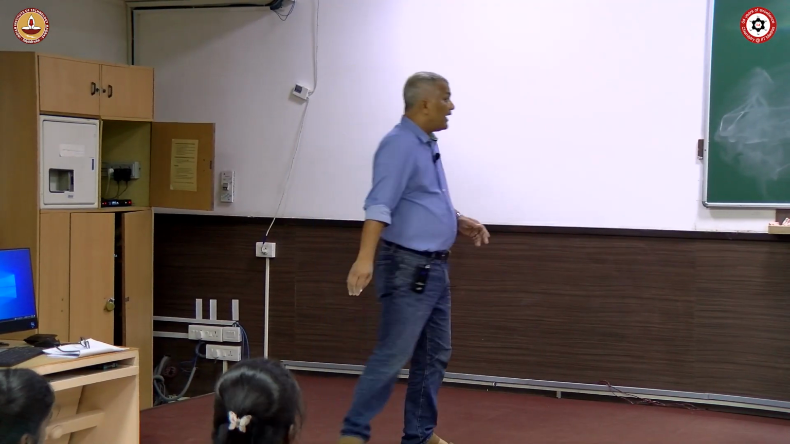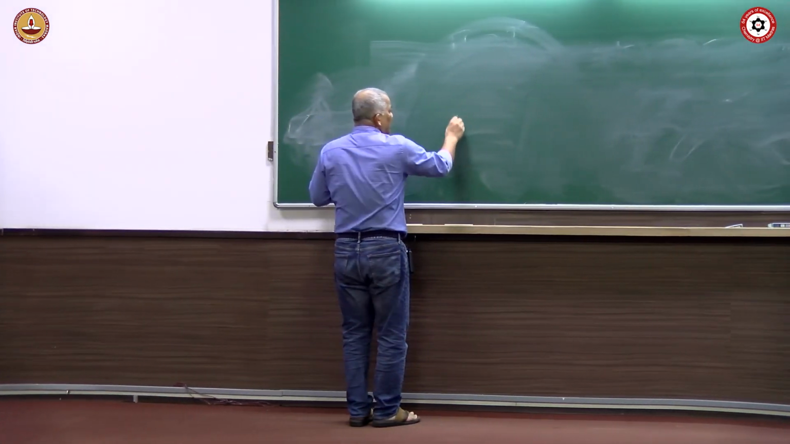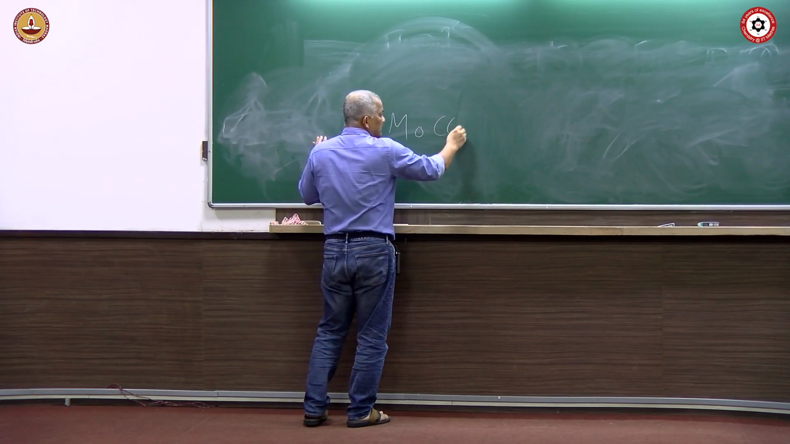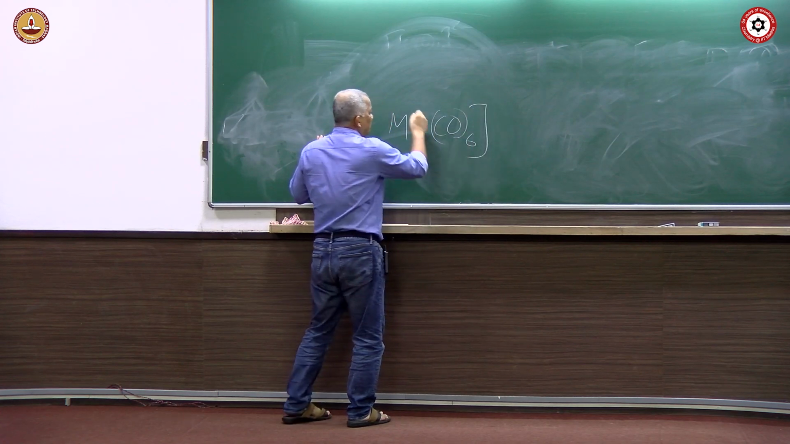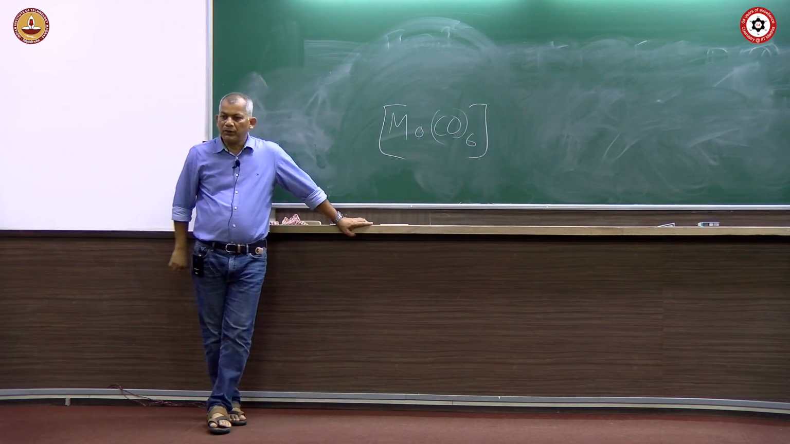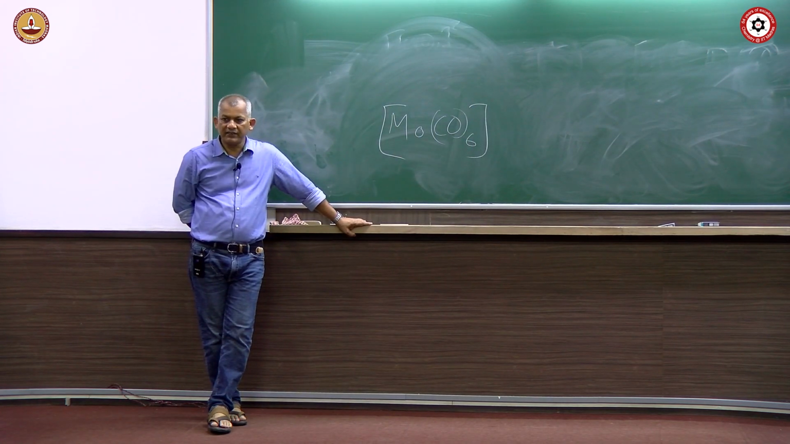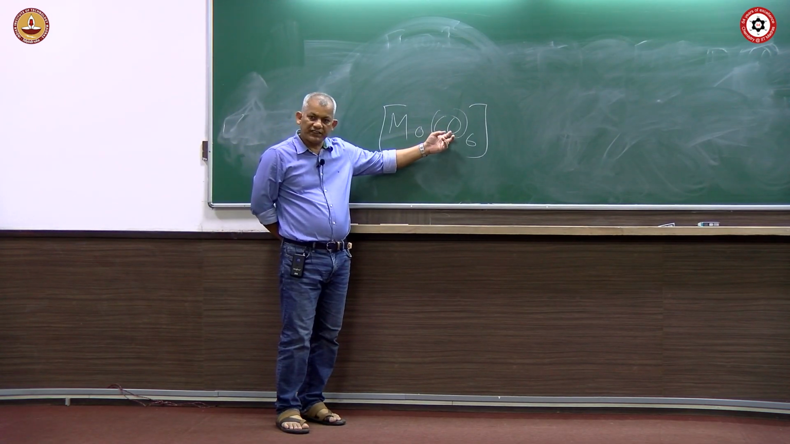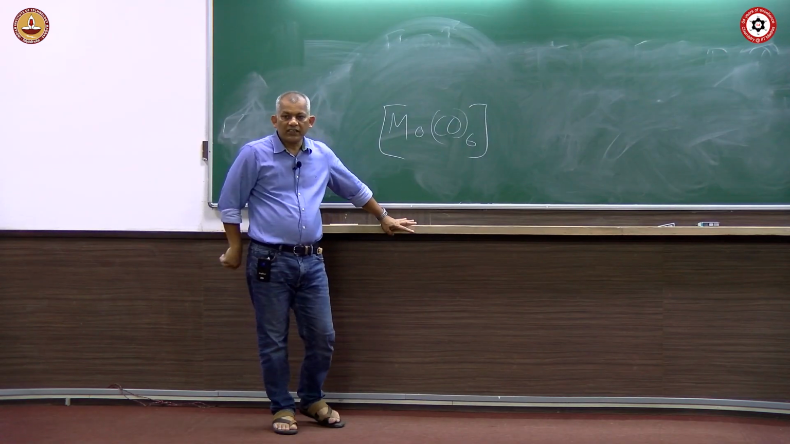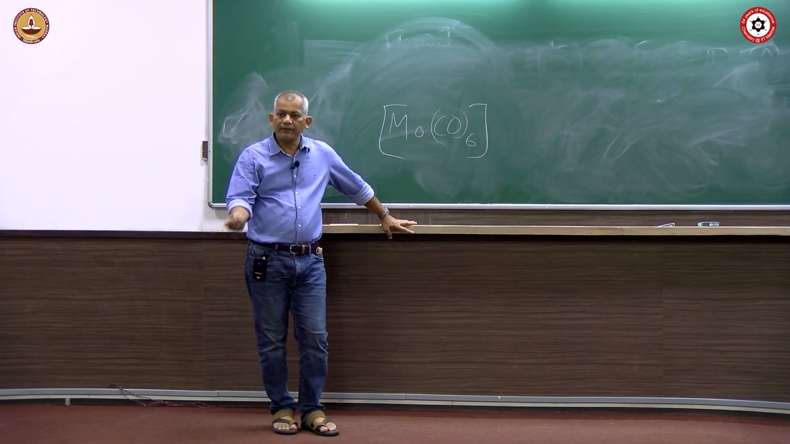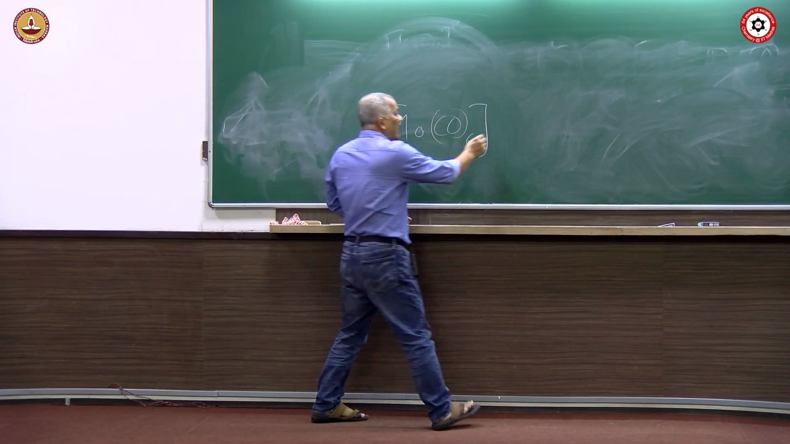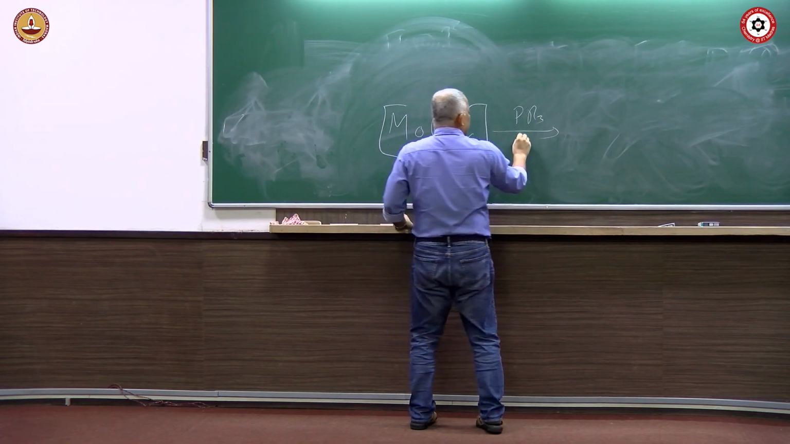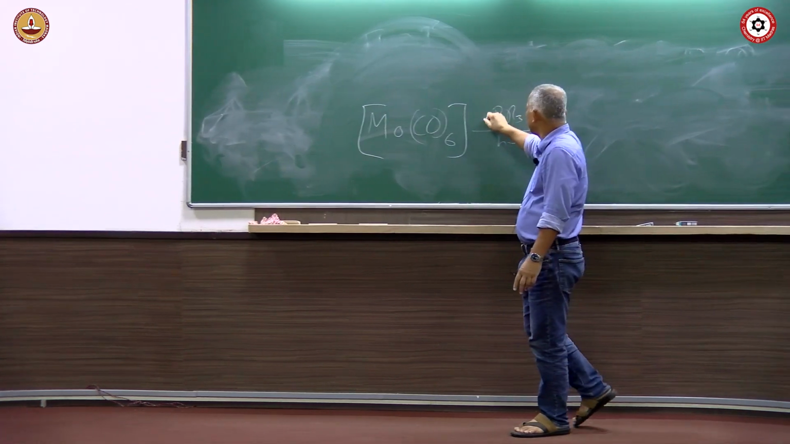Now, if you have, let's say, molybdenum CO6, that's the one example I had given in the beginning. Now, if I remove one of the carbon monoxide ligands and replace it with another 2 electron ligand, let's say phosphine. You can do it if you do the photolysis, and then add the phosphine.